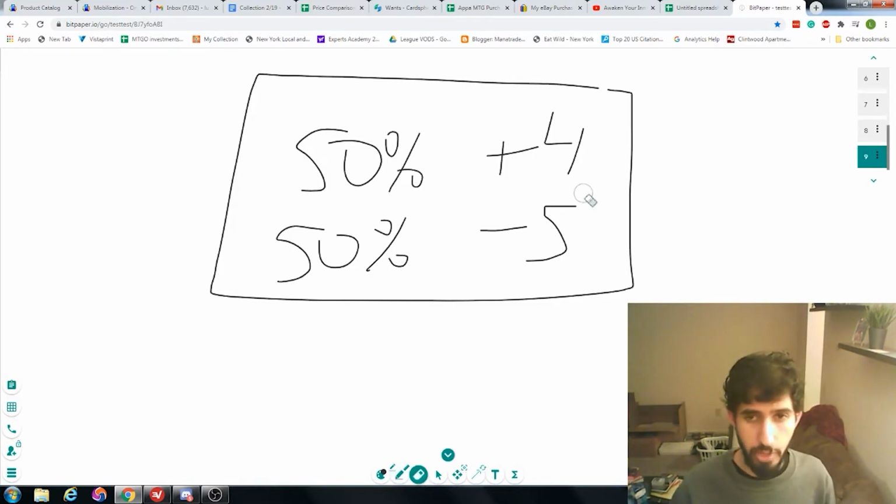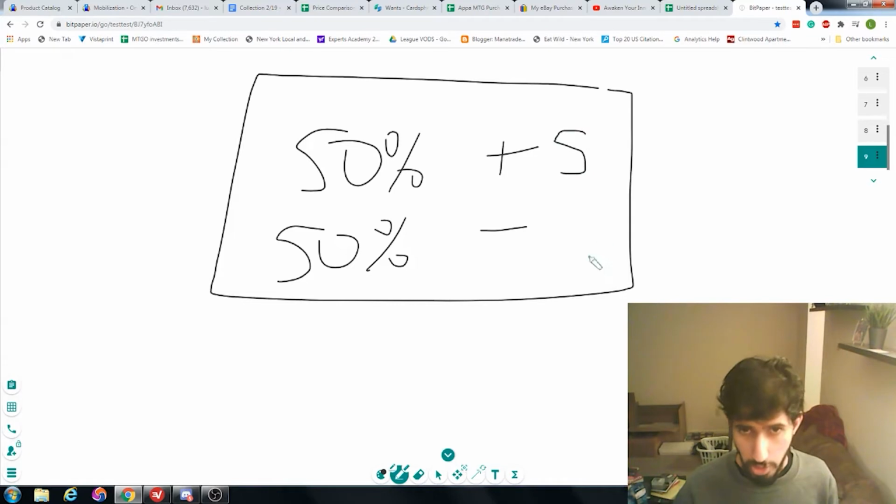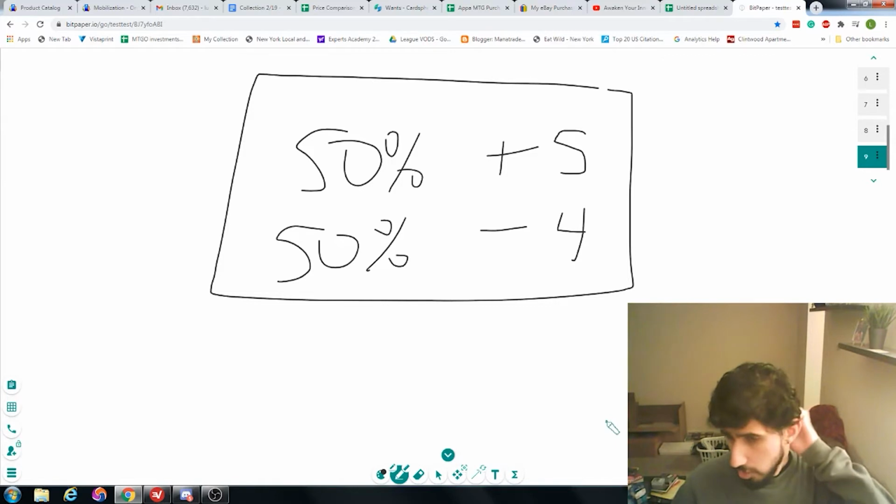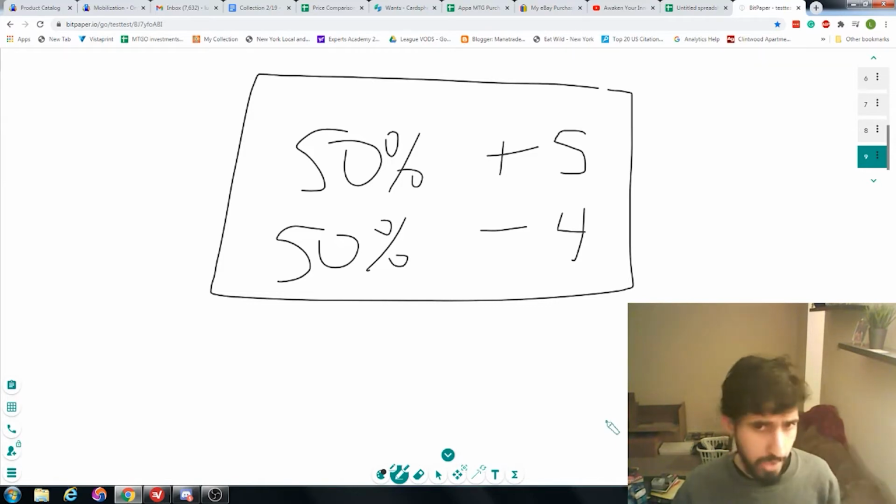Now let's flip the situation. Let's say there's a 50% chance you gain 5 and a 50% chance you lose 4. If you kept making this bet over and over, you'd generate a ton of money. So that's the very basics. When we're thinking about investments and placing bets, there are different scenarios.